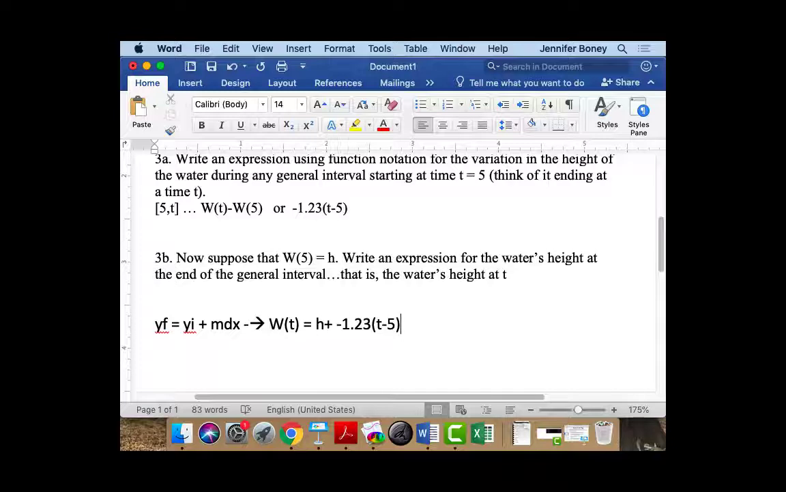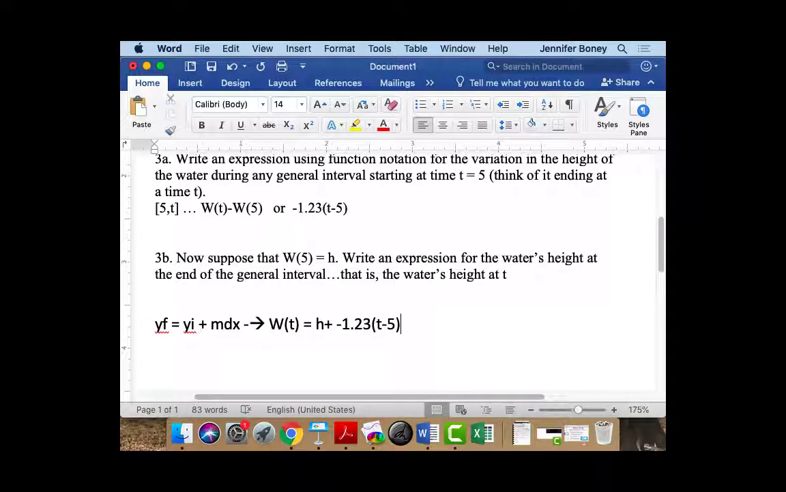This is a linear function if h is a parameter here. So W of 5 is h. W of 5 is one specific height. So this use of h is using h as a parameter. I could say h is 17, I could say h is 4.9, I could say h is a lot of different things. It's going to be one value. It's just the height at time 5. And then the height of the water, W of t, decreased after that.